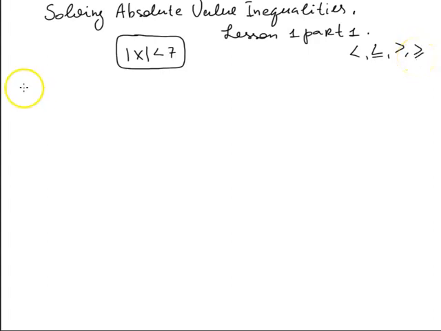So in step 1, I will analyze the question. So I need to solve the inequality. I'm looking for the numbers that I'll substitute the x with, and all the absolute values that I will receive, the numbers on the left, will be less than 7 units.